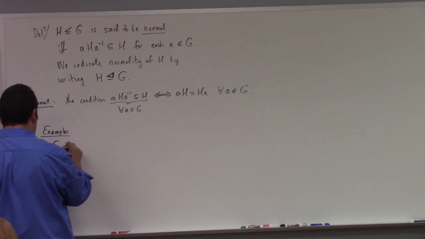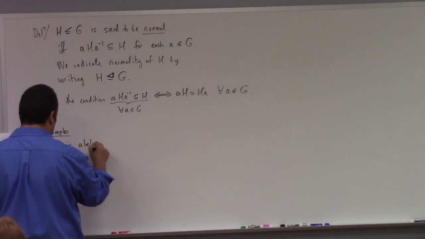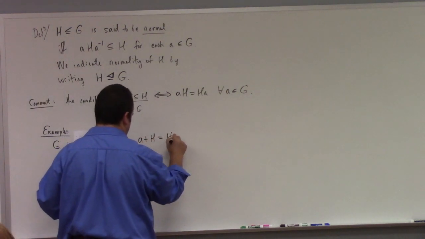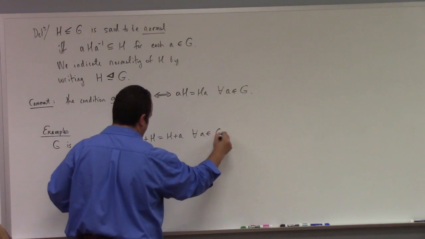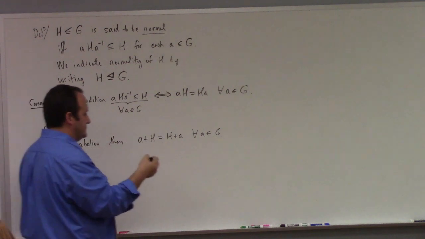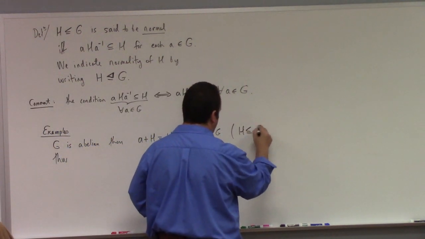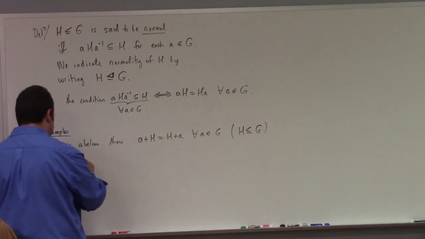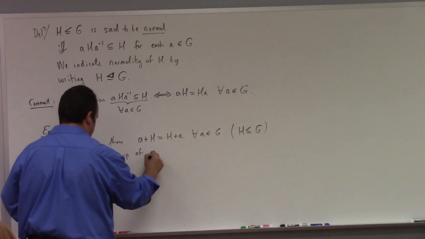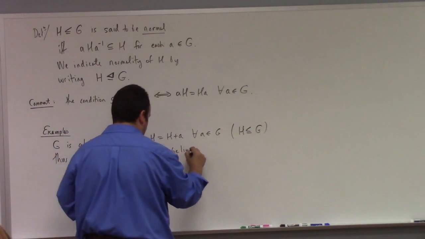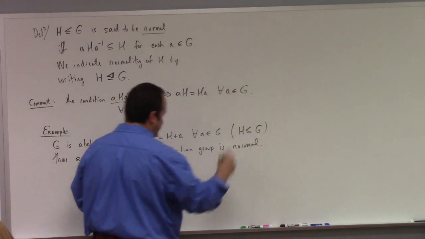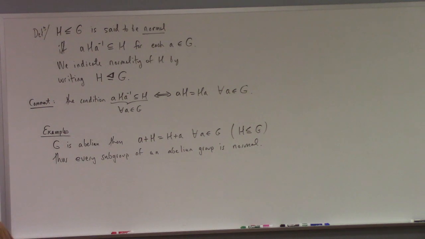First of all, if G is abelian, then a + H is equal to H + a for all a in G, right? I'm assuming here H is a subgroup of G, yeah? Thus, every subgroup of an abelian group is normal. So every subgroup of an abelian group is normal.